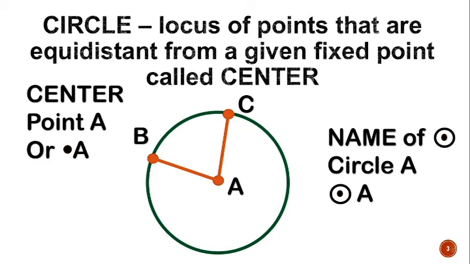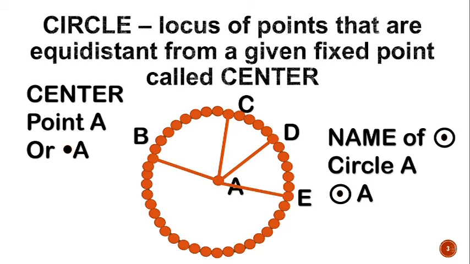Kasi nga, parehas lang, ang center ay ang point A ay nasa center. So, pare-parehas siya ng distansya sa lahat ng points na nandun sa circle. Let's have another point, D. Same thing, the distance is the same with the other points, and then E. Magdagdag pa tayo, at tuloy-tuloy natin ang pagdagdag, yun yung mga points na bumuo ng circle. And they are all equidistant, parehas ng layo to the center. So, ganun ang definition, or yun ang ibig sabihin ng definition ng circle.